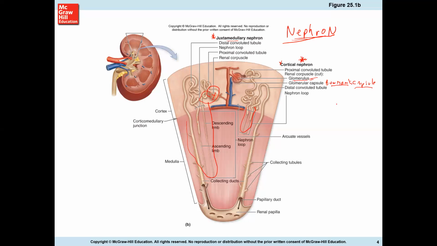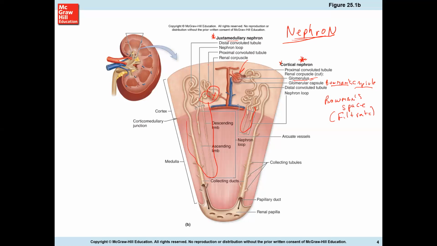So Bowman's space contains filtrate. And it can be called the glomerular space as well. And there's filtrate in there, whatever comes out of the blood. Filtered out, right? Because we're filtering in the glomerulus, in the cortex. Here's the renal corpuscle. And we'll see more of that.